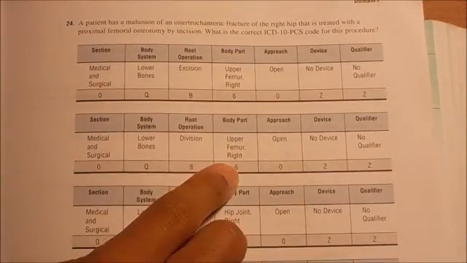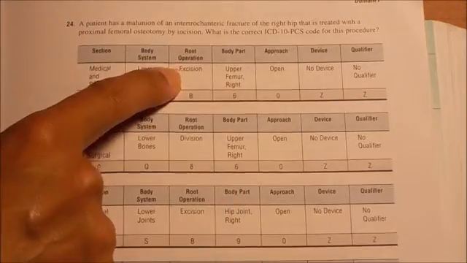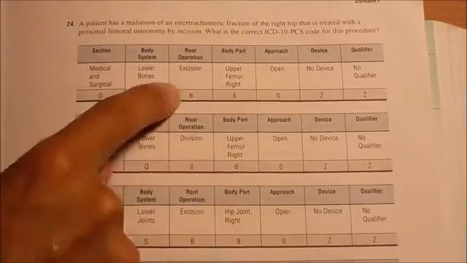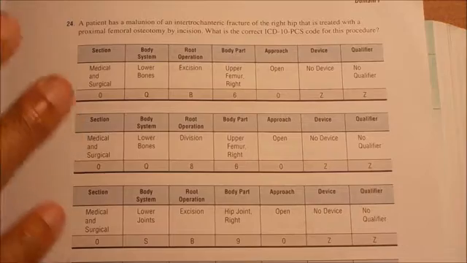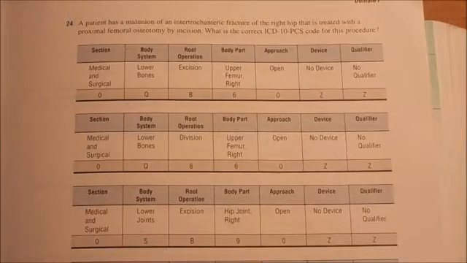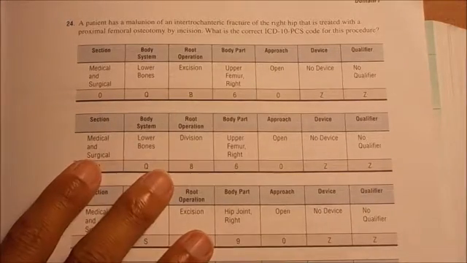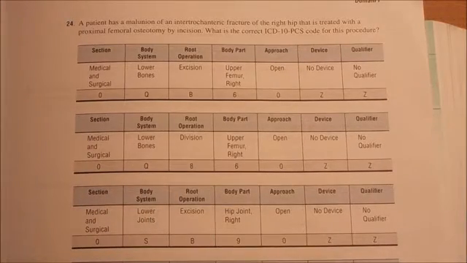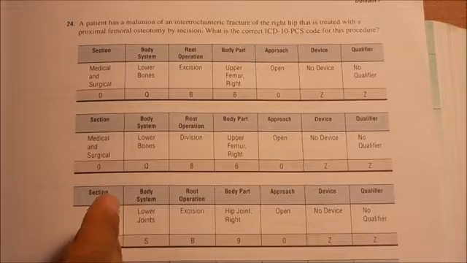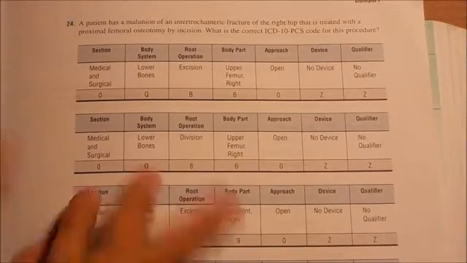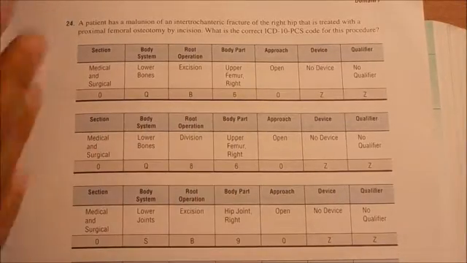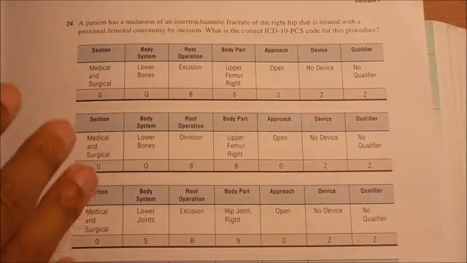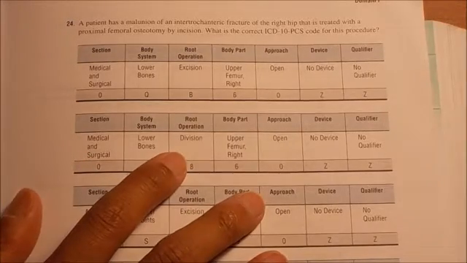But once you've decided that it's upper femur right, you're choosing between excision and division. And again, if you know what an osteotomy is, you could take a good guess that it's not an excision. If you don't know, then you might be confused at this point, because you're looking, well, I guess excision, I guess division, you wouldn't know. But if you know what an osteotomy is, you know what an otomy is. You should have a good idea that this is a division.